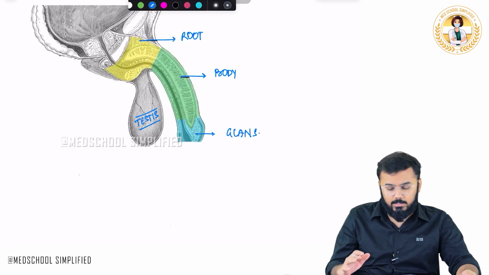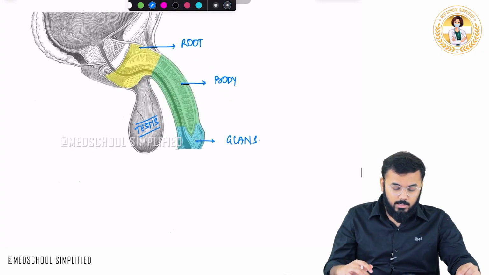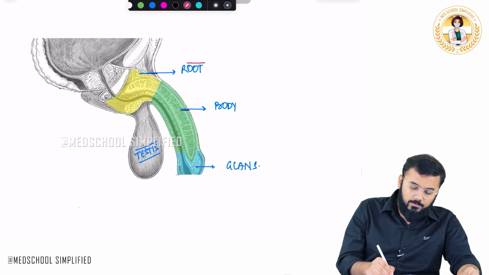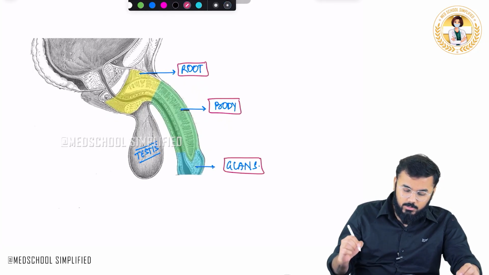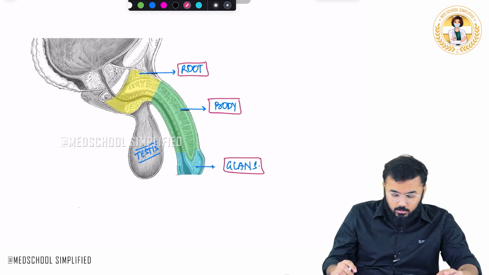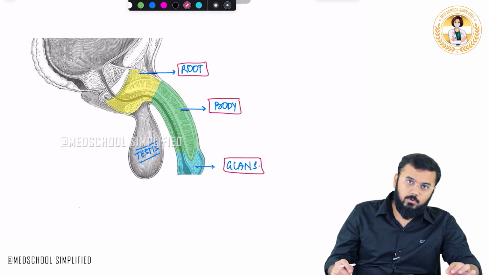Okay, sorry, not the testis, the part of the penis. So this is called the root of the penis. Next, this one is called the body of the penis, and next this one is called the glans penis. So these are the three important parts which we have got.